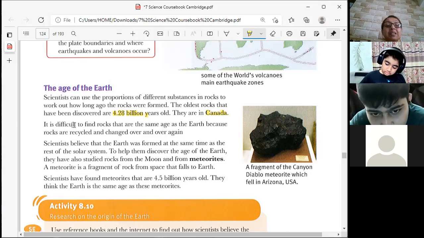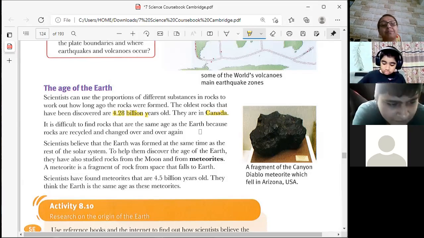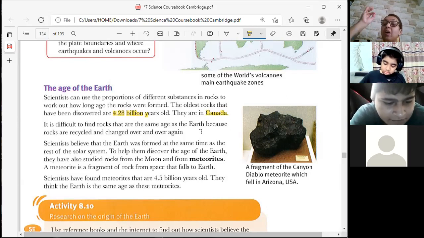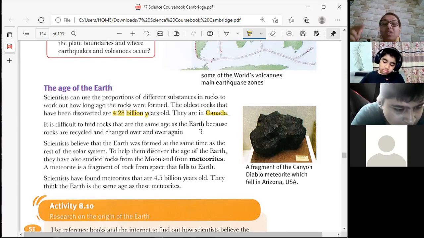It is difficult to find rocks that are the same age as the Earth because rocks are recycled and have changed over and over again. You cannot get rocks exactly as old as the Earth. Why will we not get them? Because over time these rocks have changed over and over again.